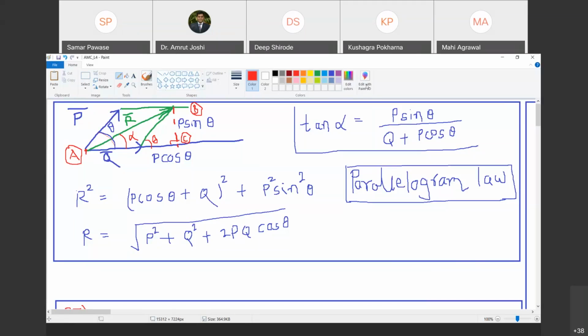Yes, sir. Right. And now I'm interested in the angle made by the resultant with reference to Q bar. Now make a note. किसके साथ एंगल बनाया है?